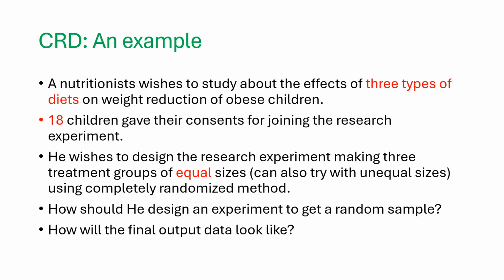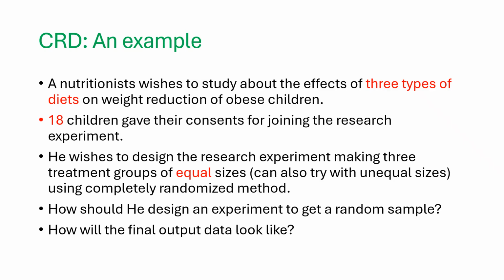Let's look at the previous example and how it can be converted to a completely randomized design. A nutritionist wishes to study the effects of three types of diets, because we need randomization, replication, and local control or simple control. Without these, it cannot be called a design. So three types of diets are considered for weight reduction for obese children. 18 children gave their consent for joining the research experiment, completely voluntary. He wishes to design the experiment making three treatment groups of equal sizes. One can even go for unequal sizes using a completely randomized method, but I will explain with equal sizes.